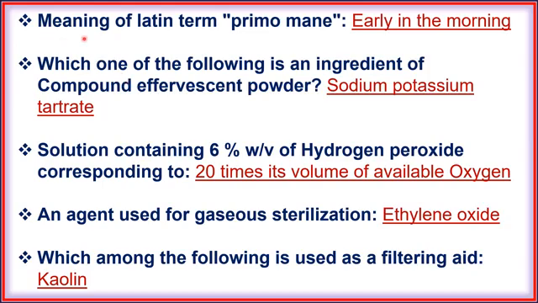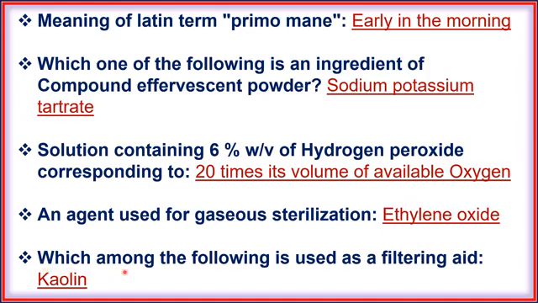Next, the meaning of the Latin term prima mane is early in the morning. Next, which one of the following is an ingredient of compound effervescent powder? That is sodium potassium tartrate. Next, a solution containing 6% weight by volume of hydrogen peroxide corresponds to 20 times its volume of available oxygen. Next, an agent used for gaseous sterilization is ethylene oxide.